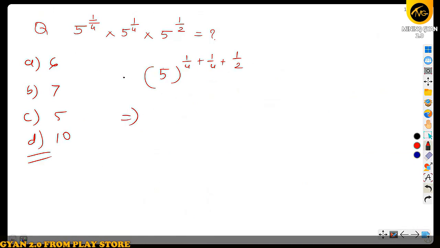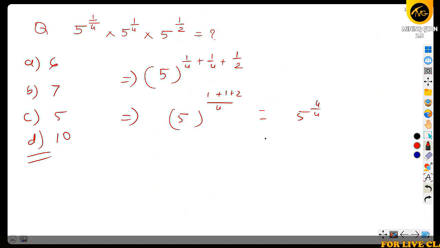It means 5 power, the LCM of 4, 4 and 2 is 4, and 1 plus 1 plus 2, that means 5 power 4 divided by 4, that means 1. So 5 power 1 is equal to 1. So option C is the correct answer.